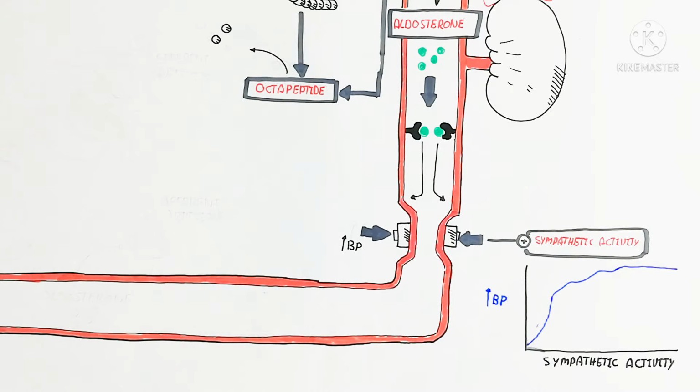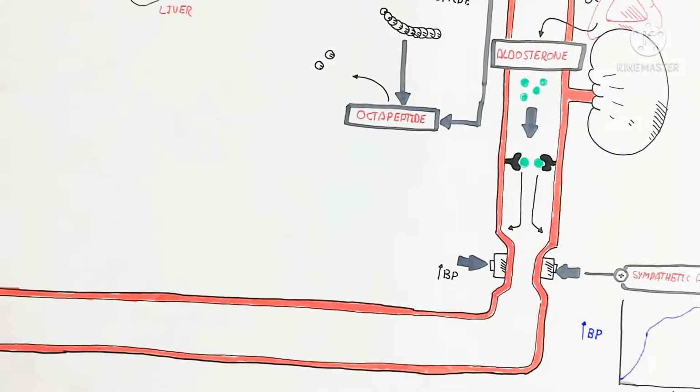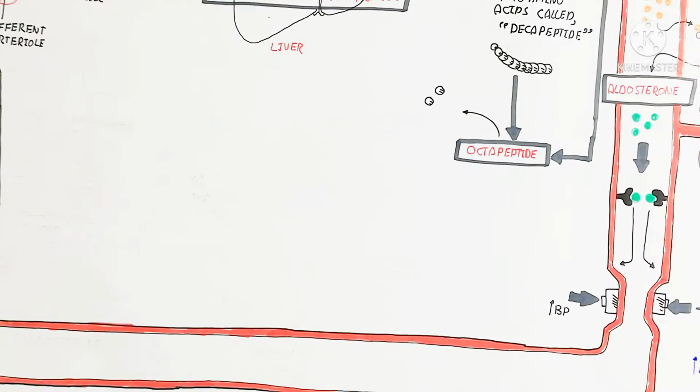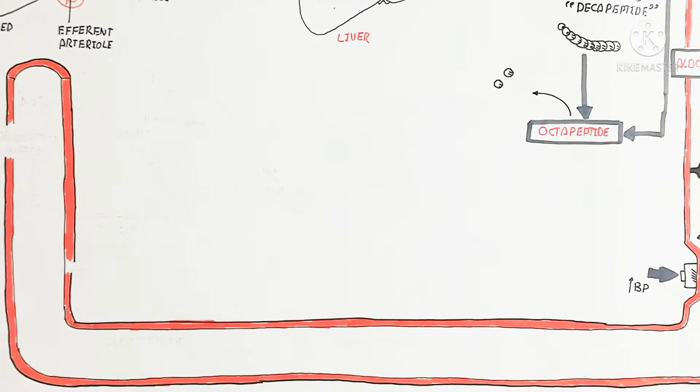So the sympathetic activity will be enhanced due to the constriction of the blood vessel. So that is an important thing. Aldosterone is directly proportional to the high blood pressure. It means a high number of aldosterone molecules will be produced to increase the blood pressure.